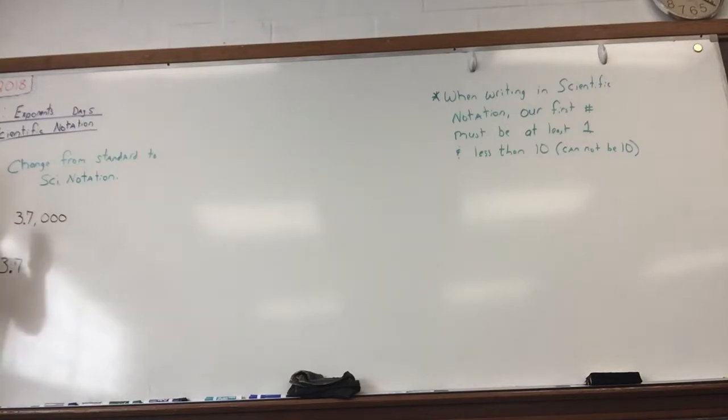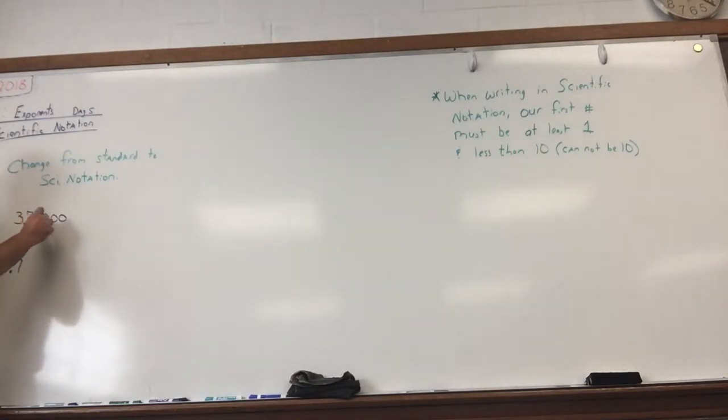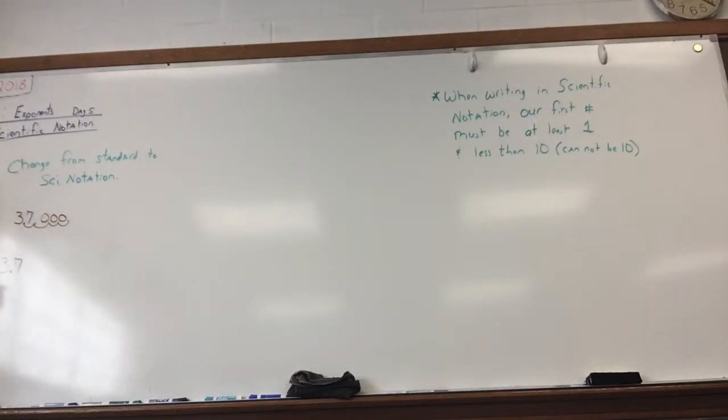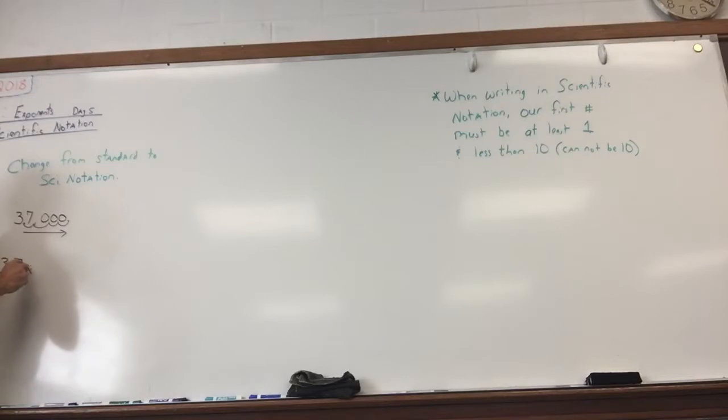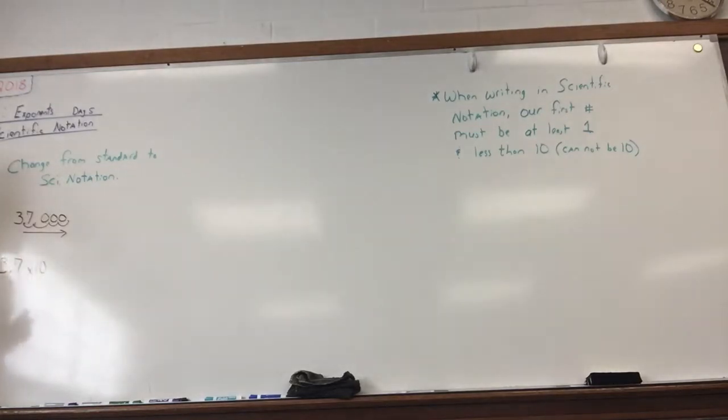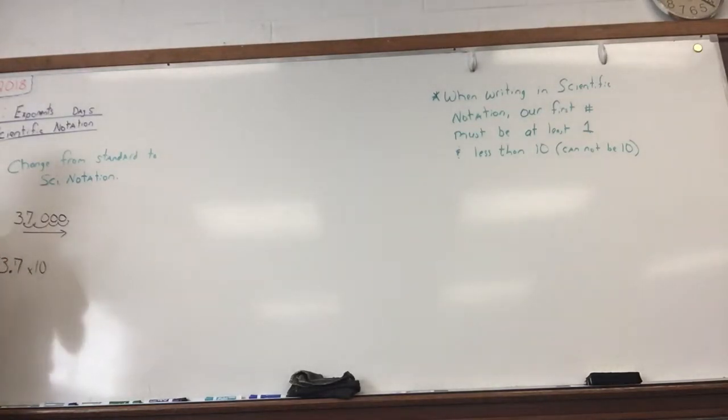To the right. So here I am, bunny hopping 1, 2, 3, 4. I've made it to the end of my problem. We went in the right direction counting. So is my number going to be positive or negative as an exponent? Positive. So I have 3 and 7/10 times 10 to the? How many bunny hops? 4. 4th.